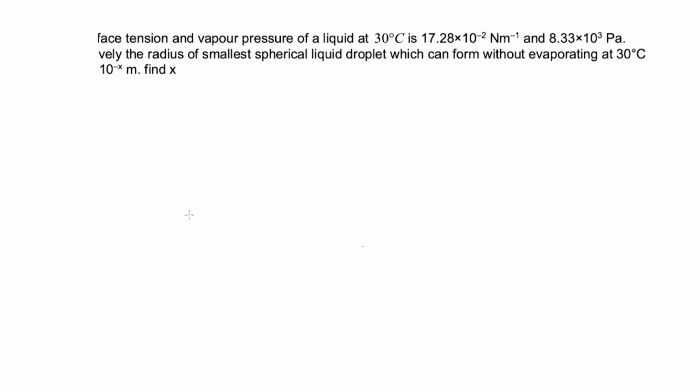Let's come to this question. Surface tension and vapor pressure of a liquid at 30 degrees Celsius is 17.28. So surface tension is given 17.28 into 10 power minus 2, and vapor pressure is given 8.33 into 10 power 3. What is vapor pressure? At vapor pressure, the liquid pressure is vapor pressure, then liquid will evaporate, right?